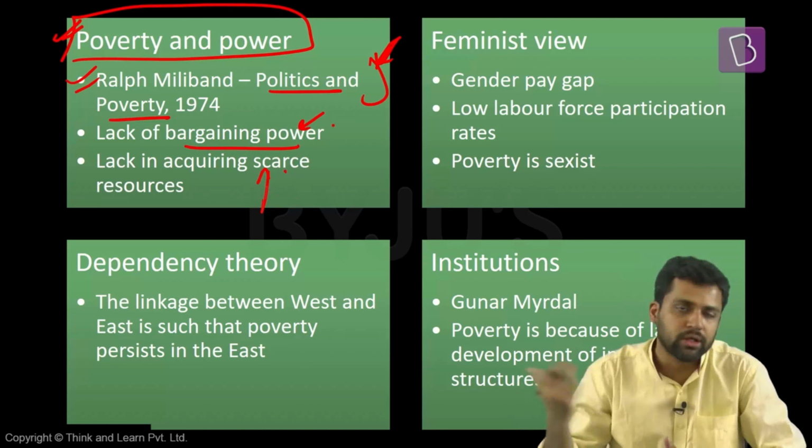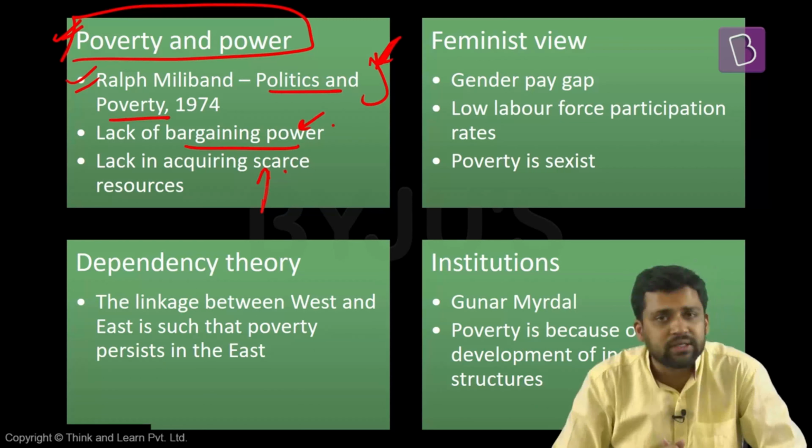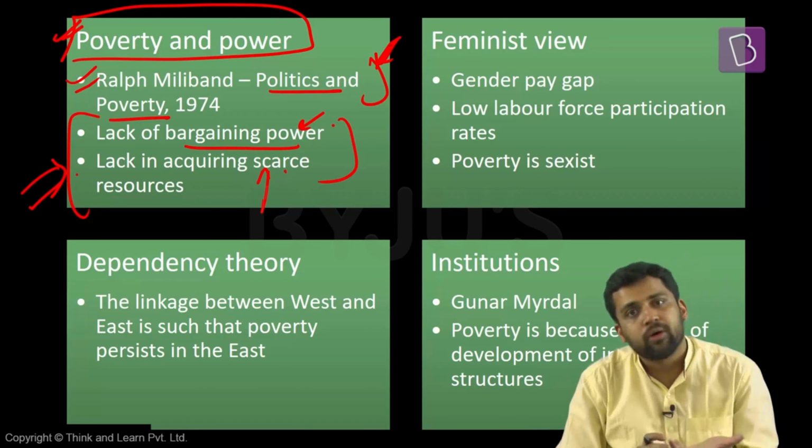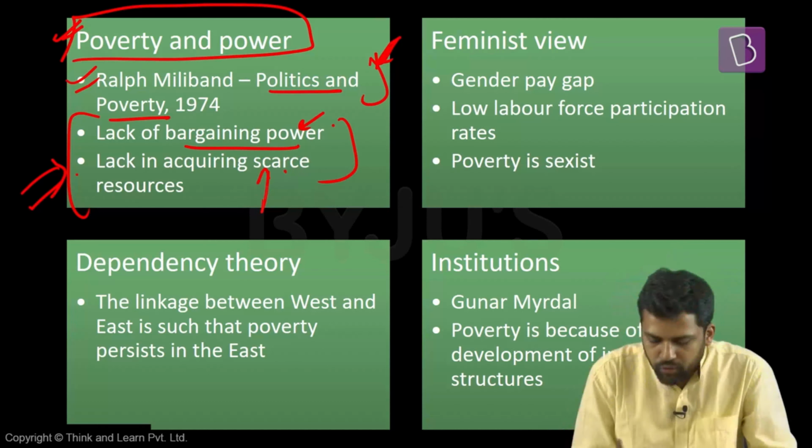While we will see the formation of trade unions among workers, among agricultural farmers and peasants, bargaining power is less, and their per capita income, their wages, will also be less. So bargaining power plays a very important role when it comes to acquiring resources. If you cannot acquire resources, you will not have sufficient wages, so you will be poor.